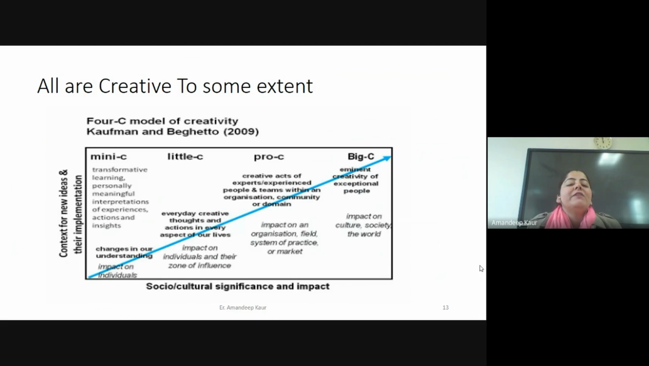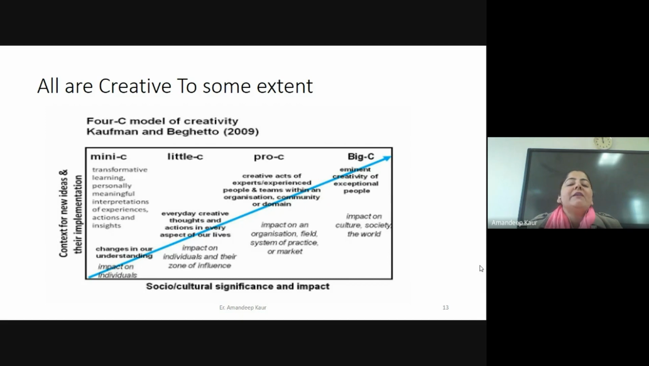So up to Pro C level, students are able to perform certain creative acts of the expert. So they are imitating the behavior of their role models or the experts of that branch of specialization. But at institute level, or at large, there are very few individuals who are able to develop themselves up to the level of big C. So that requires a constant motivation and passion. So if one is passionate about their habits or activities, only then is that individual able to do something extraordinary in the field of specialization.